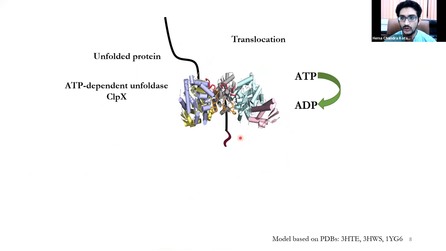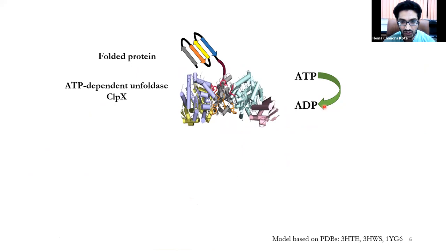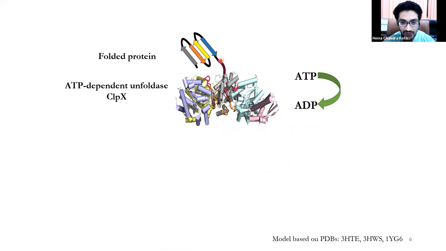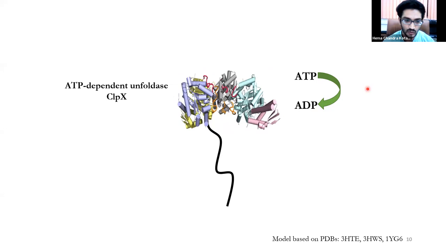So how does a protein apply mechanical forces? This is a protein structure that was previously a folded structure. It uses the chemical energy from ATP hydrolysis, and the conformational changes in the enzyme convert that into mechanical energy and apply forces on the protein to unfold it. Further, those proteins are translocated, and whether translocated or degraded, the other process happens.